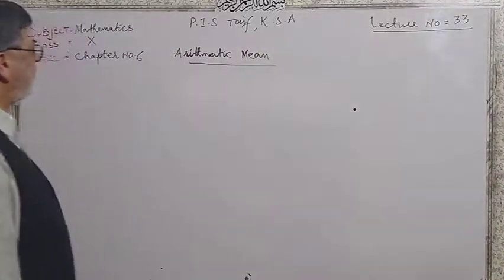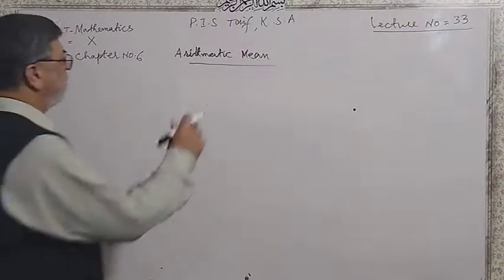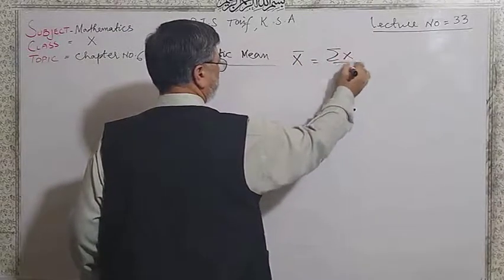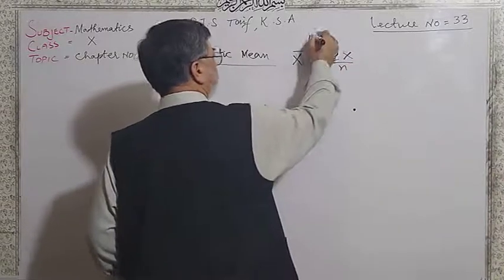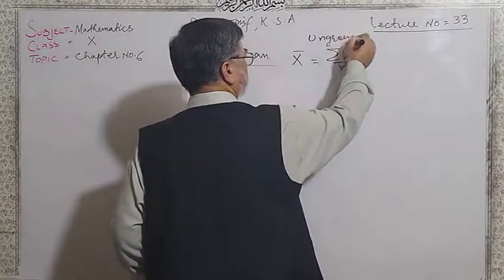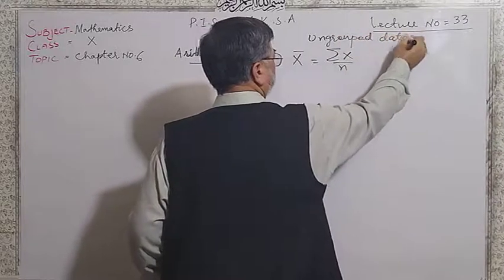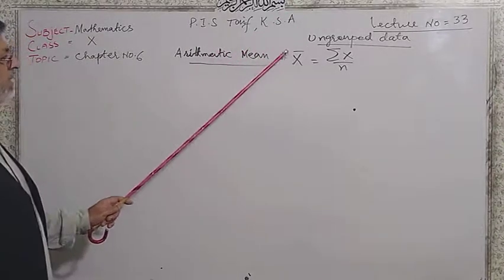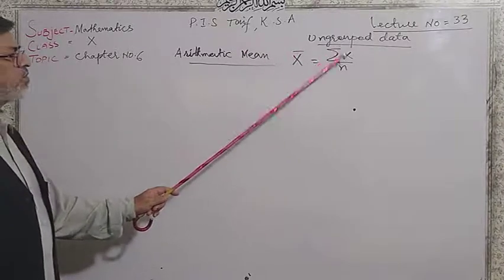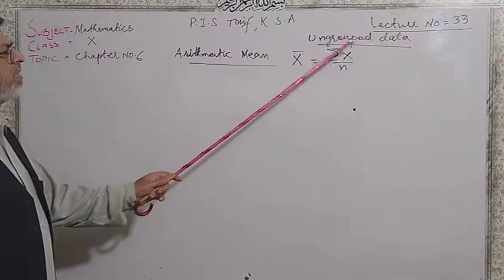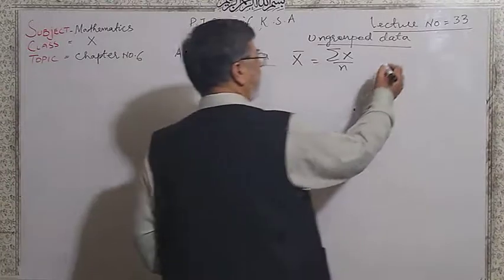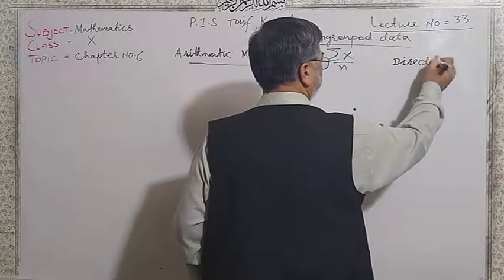This formula is arithmetic mean for ungrouped data. X bar is equal to sigma x over n. Remember that this is ungrouped data. In case of ungrouped data, we will apply the formula for arithmetic mean. X bar is equal to sigma x over n. Sigma x means sum of all x values and n means number of values. This formula is known as direct method.